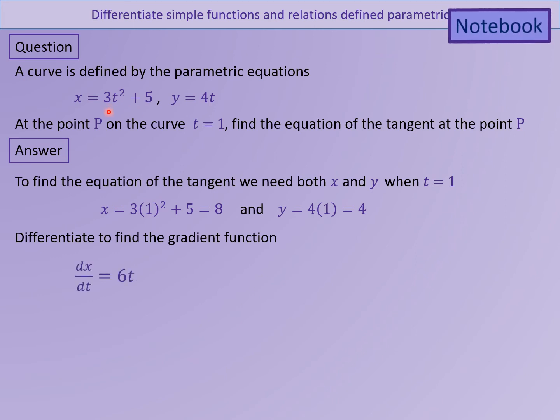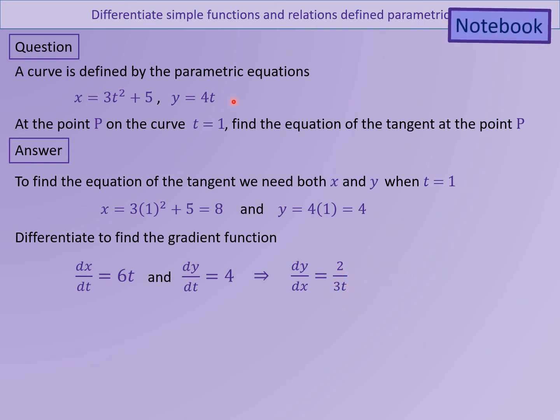So I can work out dx over dt is just going to be 6t. dy over dt is just going to be 4. And I do dy divided by dx. So it's going to be 4 over 6t. Now 4 over 6t simplifies down to 2 over 3t. So it's dy, which is the 4, divided by the dx, which is the 6t. Right, so that's my gradient equation. That works out the gradient at any given point t.